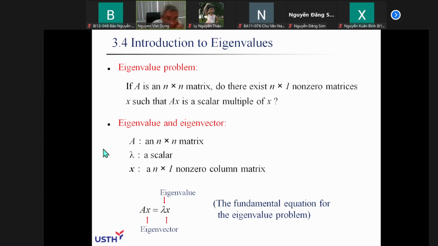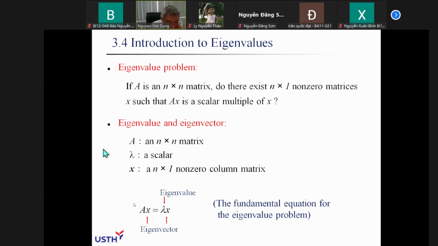Suppose that we are given an n by n matrix A. You are required to ask if we can find a non-zero column matrix x, so that A multiplied by x will be a multiple of x. That is by sentence, but by formula you will have something like that. Given an n by n matrix, it is required to find a number lambda and a non-zero column matrix x satisfying that equation. That equation is called the fundamental equation for the eigenvalue problem.